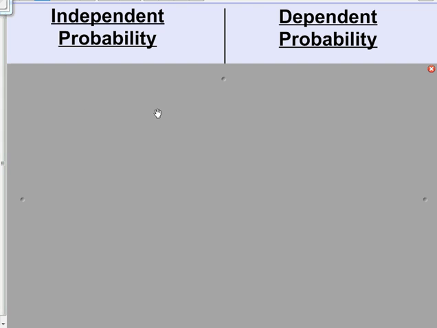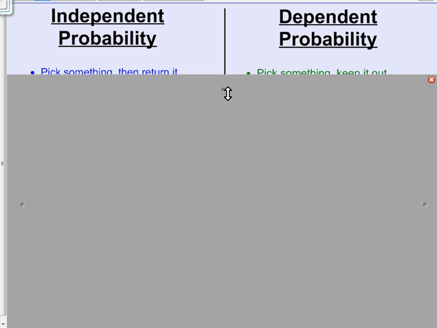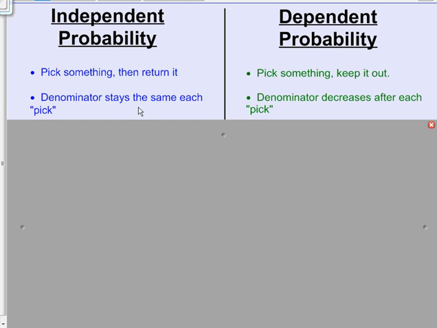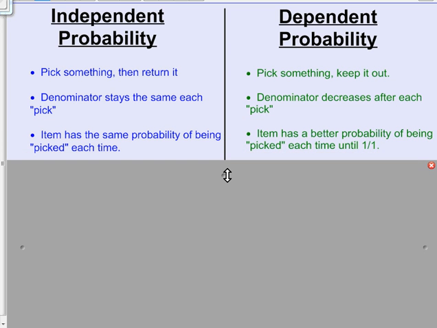Okay, so here's some really good buzzwords to remember when you're working with both of these. Independent: you pick something, then you return it. Dependent: you pick something and keep it out. The denominator stays the same each time, or the denominator decreases each time. So that's a big difference. That will definitely throw off your probabilities. An item has the same probability of being picked each time in independent, and in dependent, an item has a better probability of being picked each time because things are being taken away.